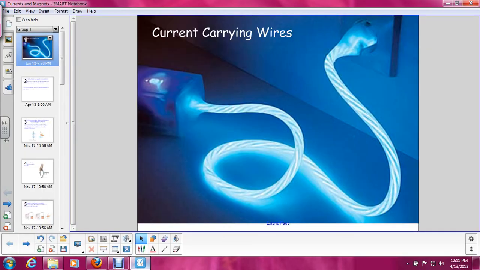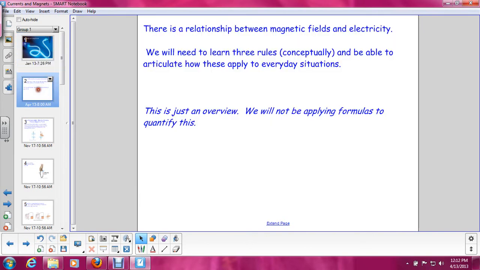Last time we talked about magnets, what they are, and how they produce a magnetic field. Today we are going to talk about how that relates to electricity. It turns out there is a relationship between magnetic fields and electricity, and we're going to learn 3 rules that relate them and be able to talk about how these apply to everyday situations.